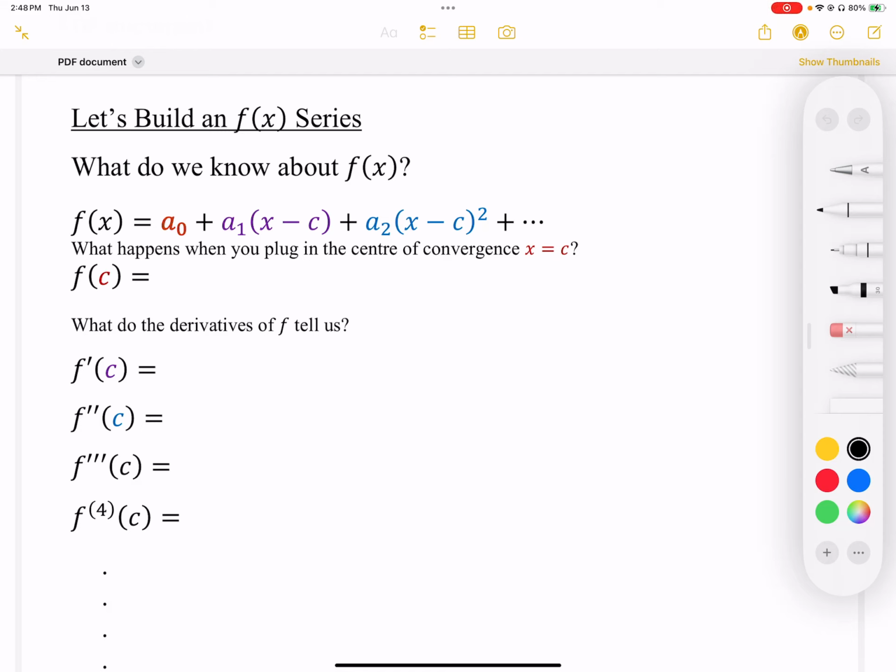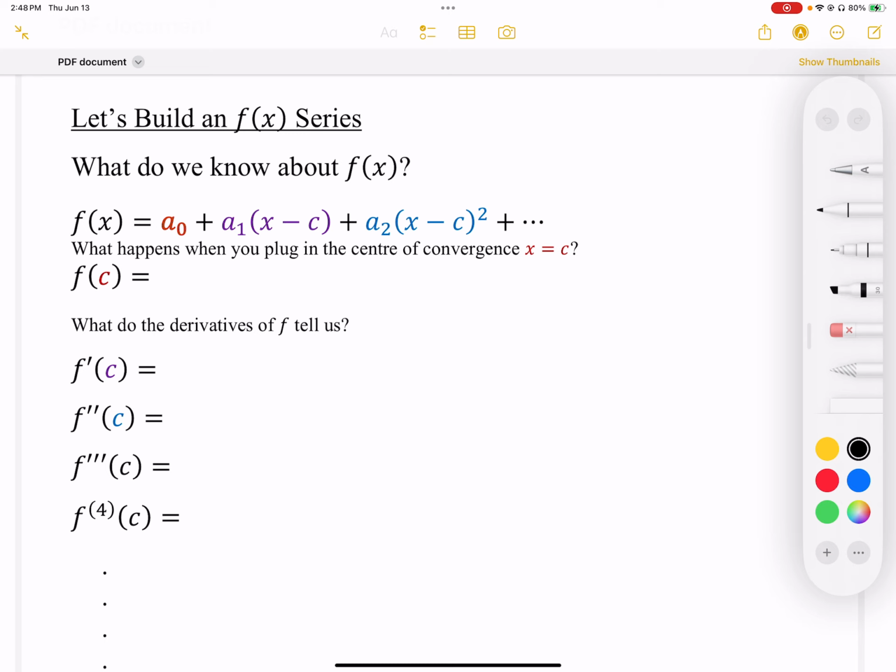Let's build a power series for f of x. So we have to think, first of all, what do we know about f of x? In general, we have this power series that is going to have some coefficient a0, plus a1 times (x minus c) to the power 1, plus a2 times (x minus c) to the power 2, etc., all the way to infinity. So what do we know about this f of x series?